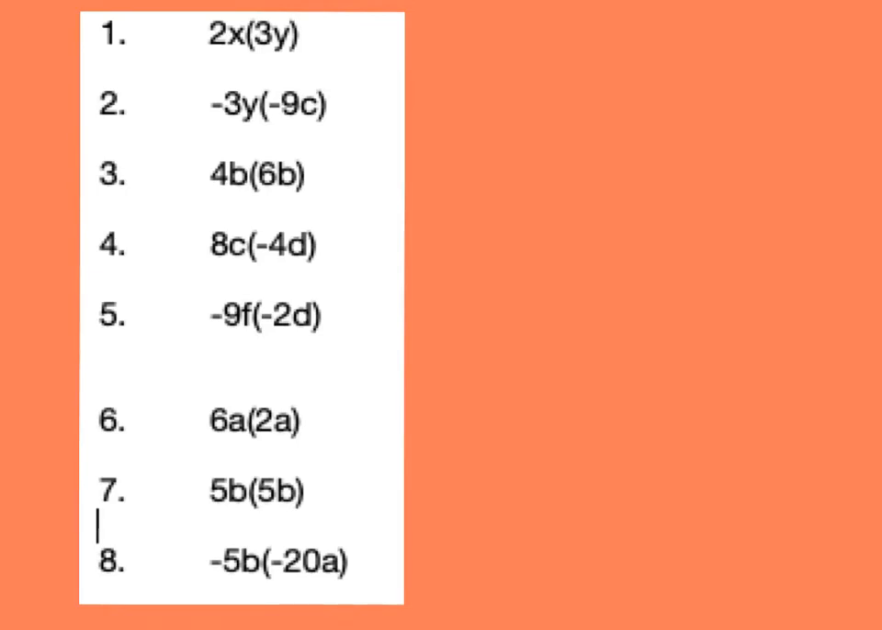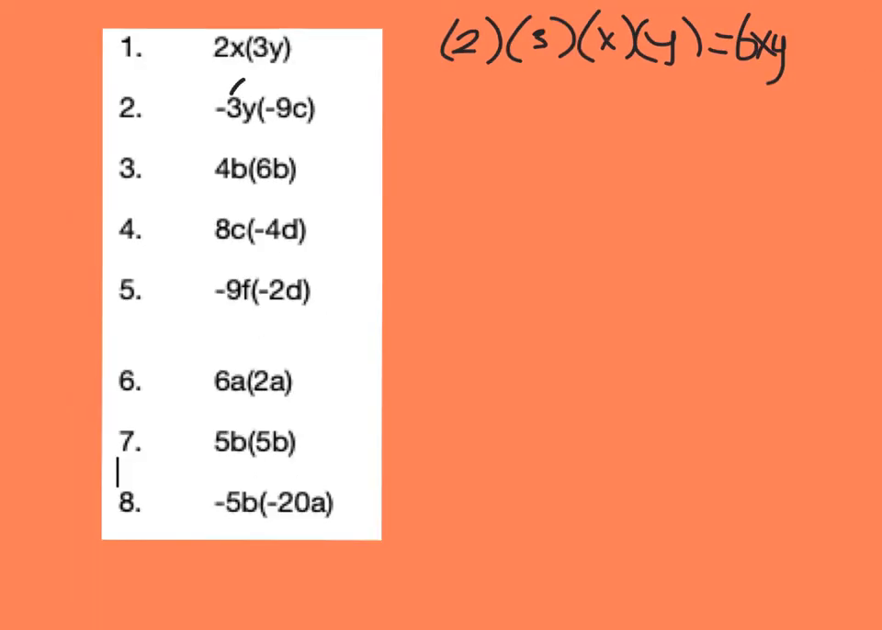Okay, so for the first one, you had 2x multiplied by 3y. So we know that we multiply 2 by 3 and x by y, and we get 6xy. For the next one, we multiply minus 3 by minus 9 to get plus 27, and y by c to get yc. For the next one, 4 by 6 gives us 24, and b by b.